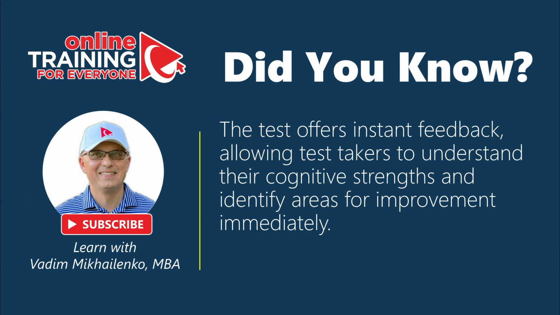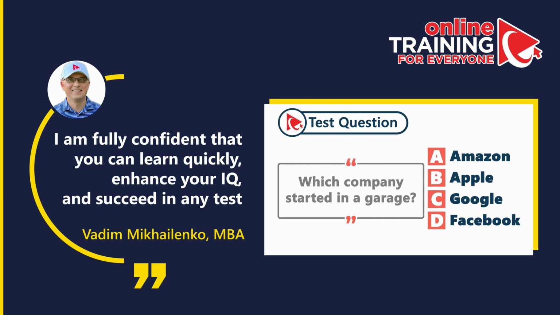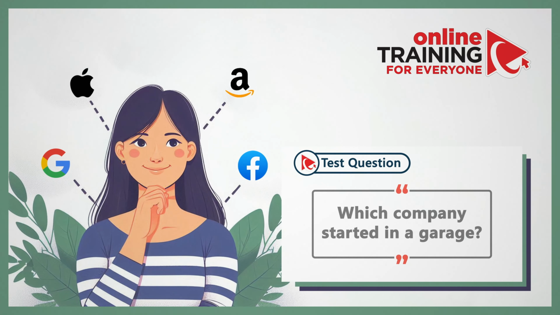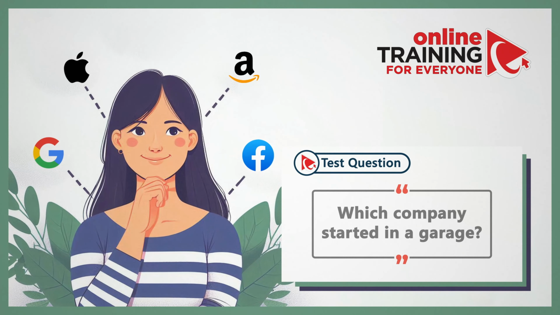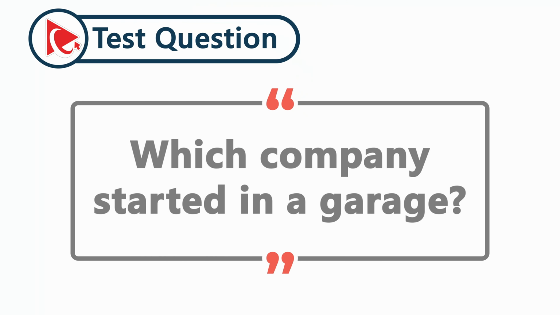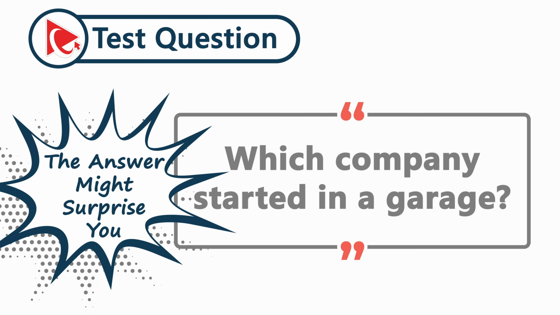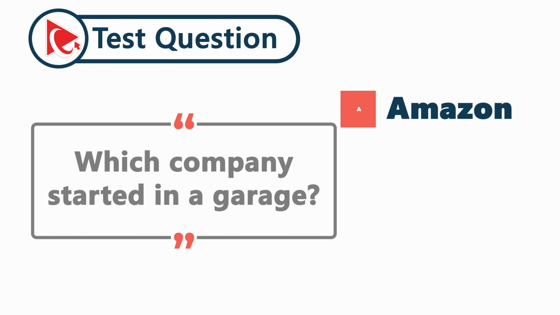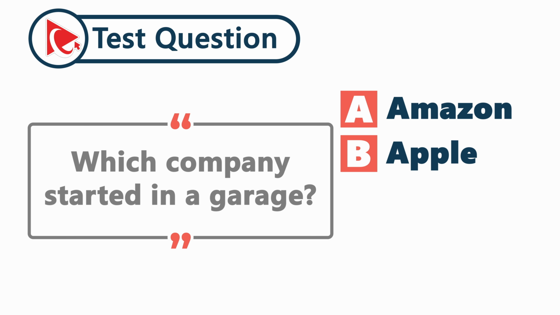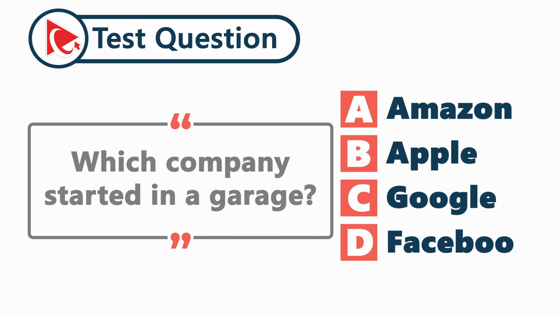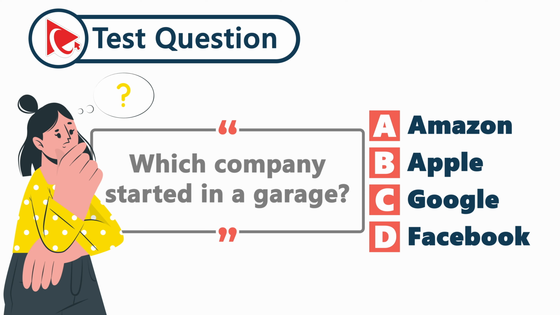Here's a question an interviewer might ask you to test both your business knowledge and analytical thinking. Let's see if you know the answer. How well do you know the origins of some of the world's most valuable companies? Which company started in a garage? Believe it or not, the answer might surprise you. And you need to select your answer out of 4 possible choices. Choice A, Amazon. Choice B, Apple, choice C, Google, and choice D, Facebook. Here's the deal. Review this question carefully, just like you would in a real test. Make sure to choose your answer before time runs out. And when you have your answer ready, we will walk through the solution together. Let's begin.